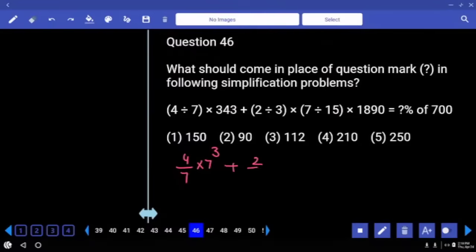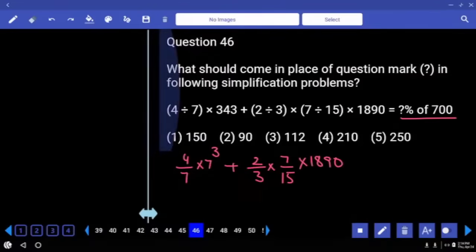Plus 2 by 3 into 7 by 15 into 18 by 90. Right hand side, what is there? Observe this, this is very important. X percent of 700, correct? That means x into 1% value. That means 7 is there in right hand side.